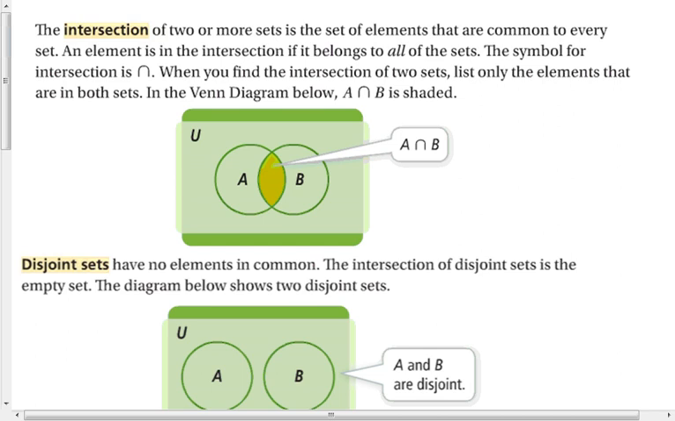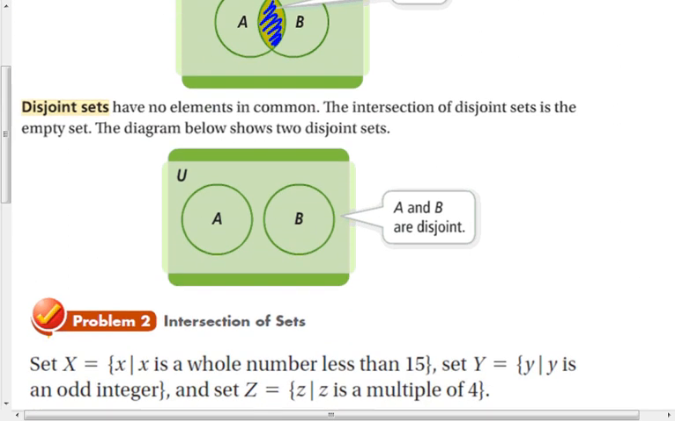All right, we're going to look at intersection next. Intersection is the items that they both have in common. And from a Venn diagram, that would be this shaded area in here. So the stuff that's in both A and B at the same time. And another definition here, disjoint sets are sets that have no elements in common. The intersection is the empty set.